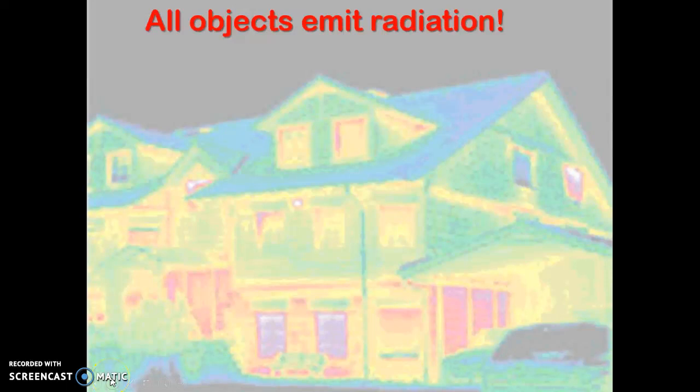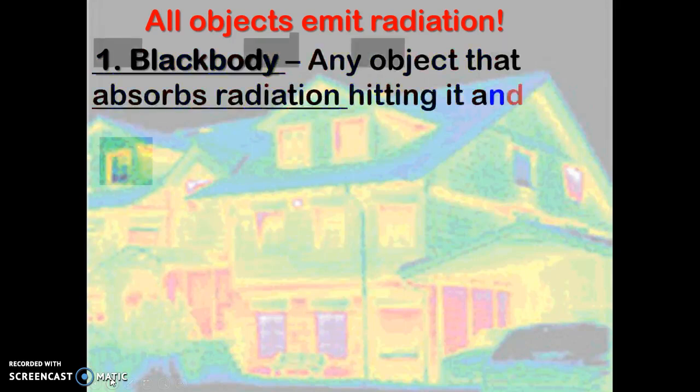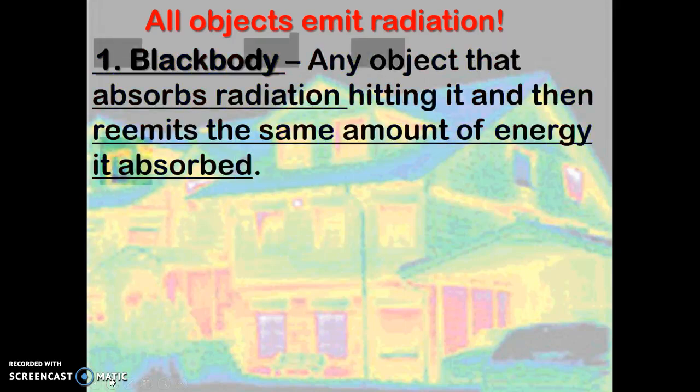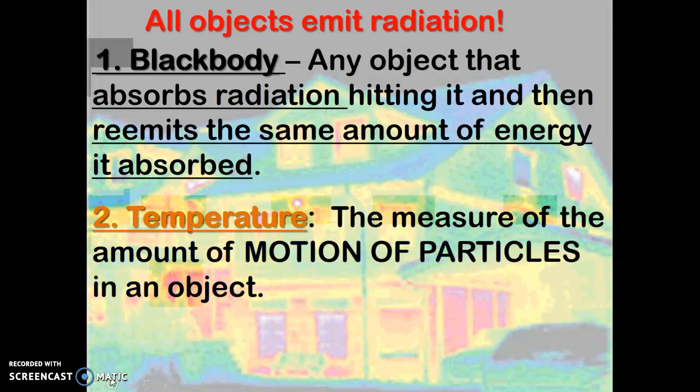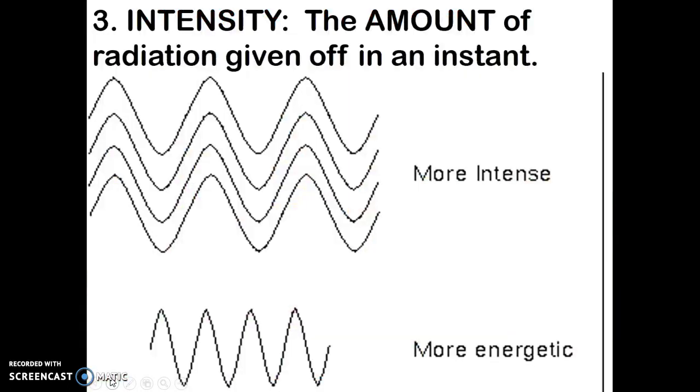Picking up where we left off, radiation notes part 2. Remember, a black body is any object that absorbs radiation and then re-emits the same amount of energy it absorbed. So pretty much anything is considered a black body. And again, temperature is the measure of the amount of motion of particles. Faster motion, higher temperature.